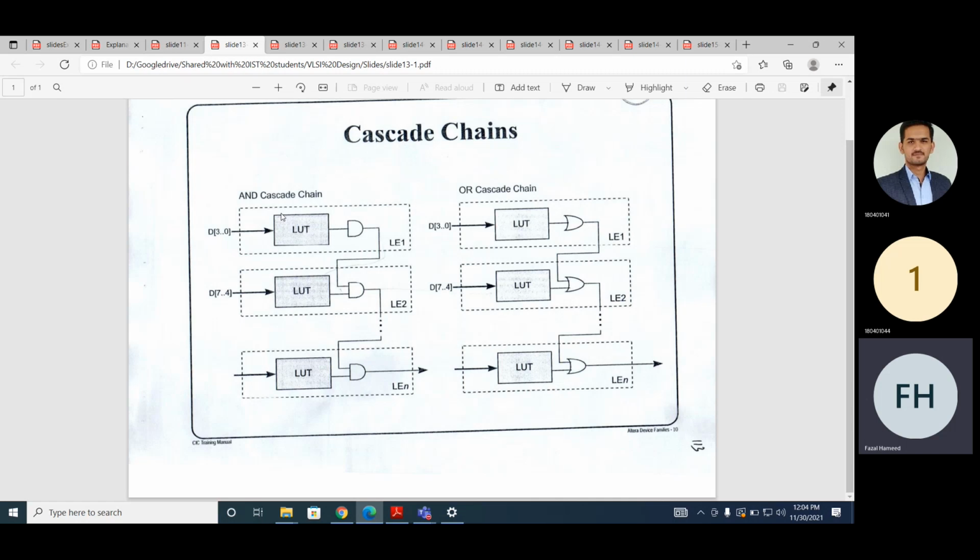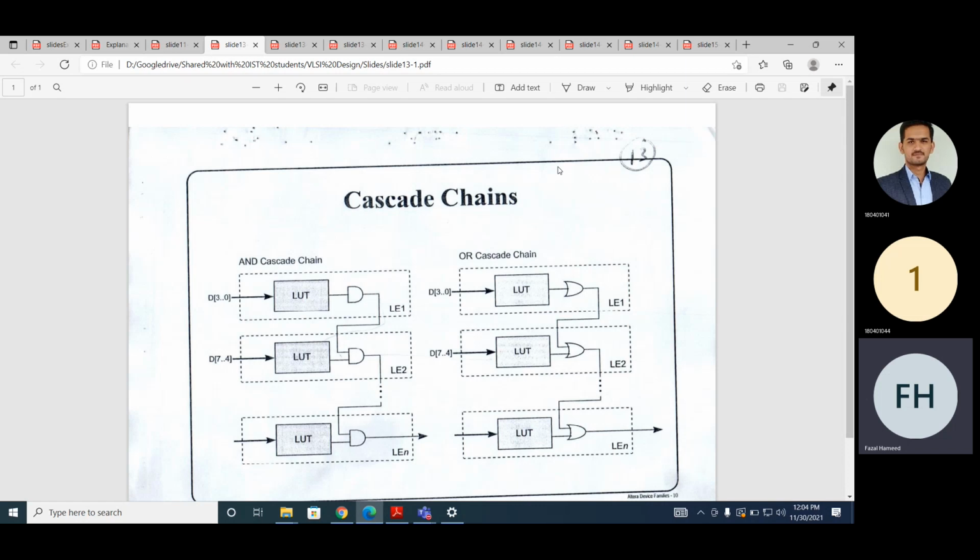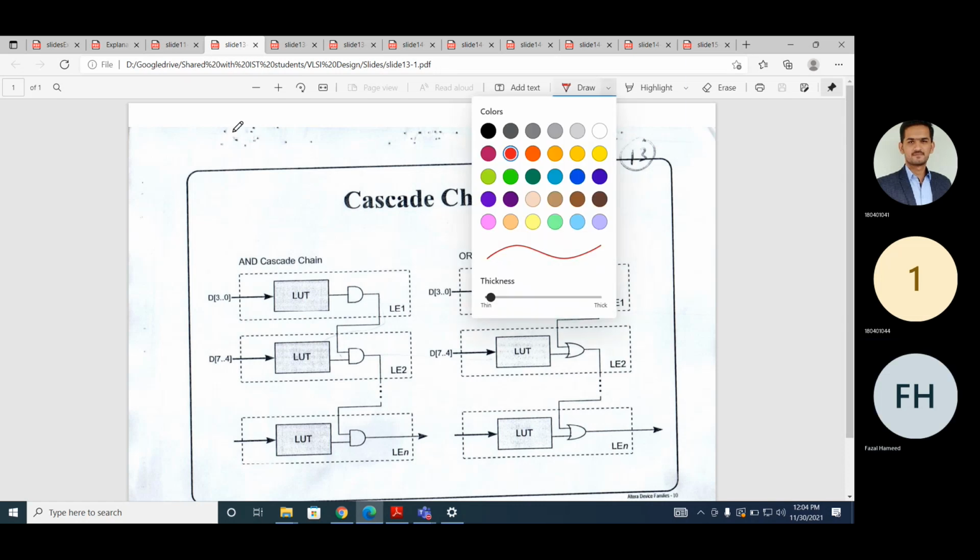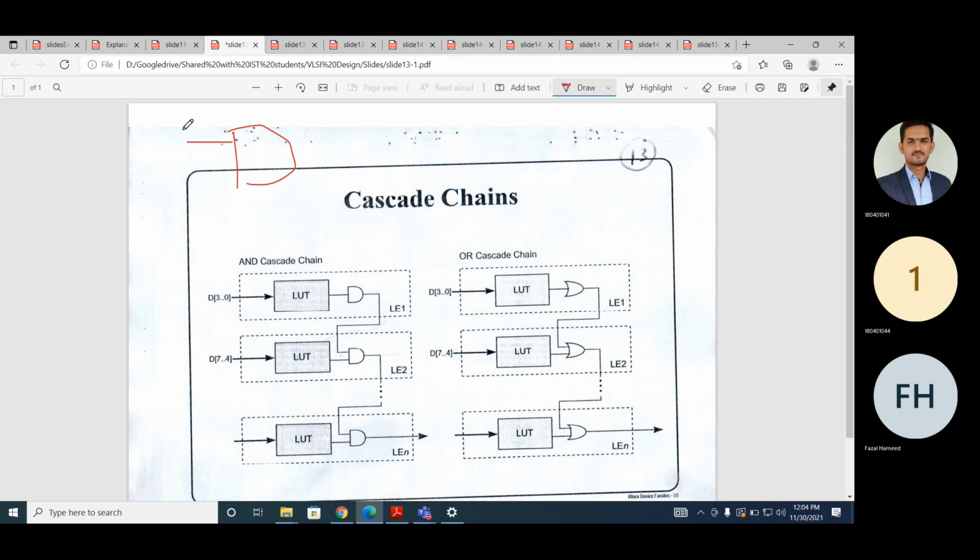Now let's assume we want to implement an 8 input AND gate. How can we implement this? We can divide it into two 4 input AND gates. Let's assume we are using the AND cascade chain. We want to implement a function of I0, I1, I2 up to I7, and the output is K.